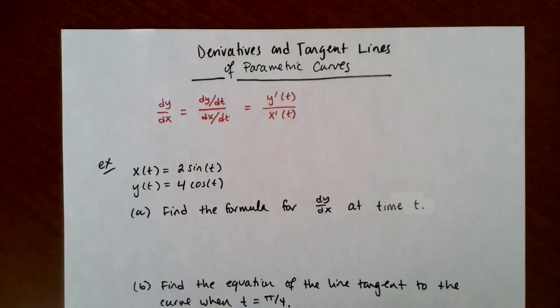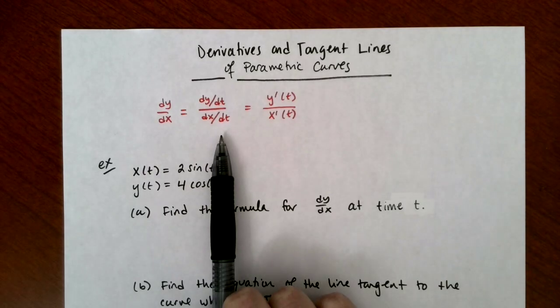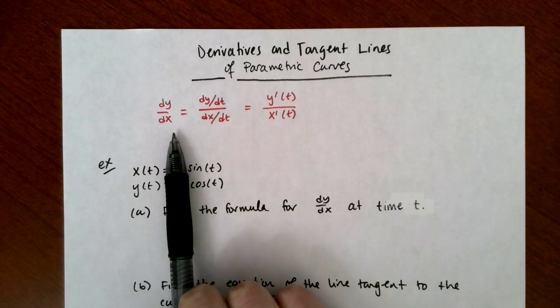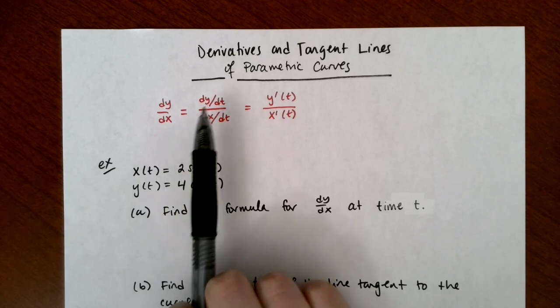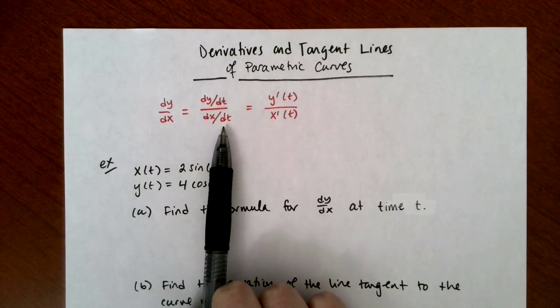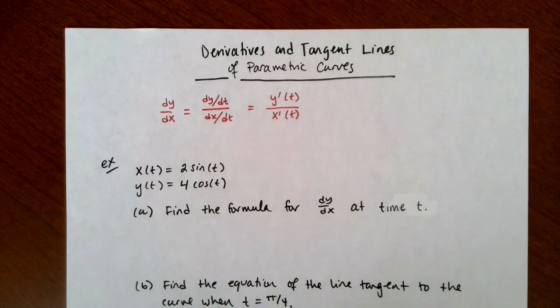Talk about derivatives and tangent lines of parametric curves. At the top of the page here, you can see our most important formula for this. dy/dx, which would be the slope of the tangent line to the curve, is the ratio of dy/dt over dx/dt, or if you'd like it in prime notation, that's y prime over x prime.